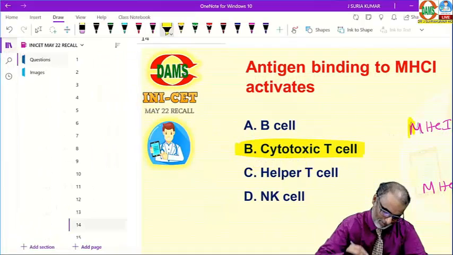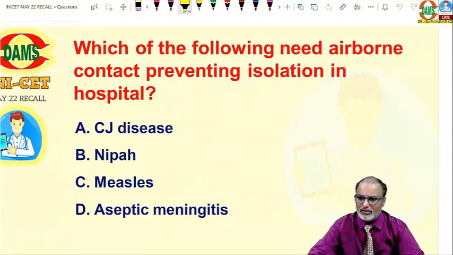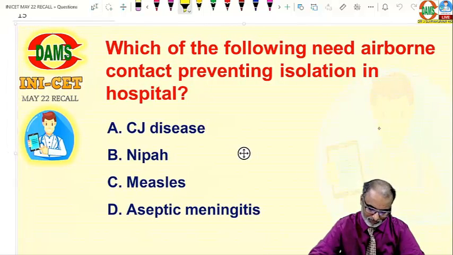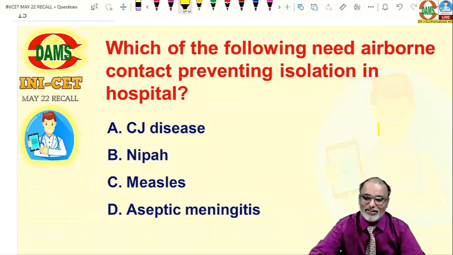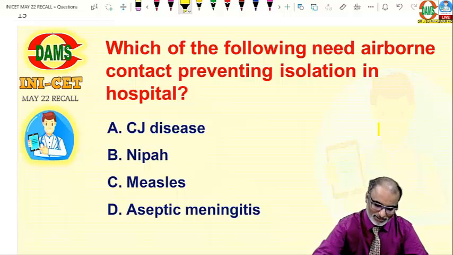Next is, which of the following need airborne contact preventing isolation in hospital? For that, you need to know different type of isolation procedure. Droplet isolation, airborne isolation, contact isolation, like that. If we know the pathogens which comes under droplet, which comes under airborne, it will be easy. It's a little tricky question. Many times we confuse droplet with airborne. That's a problem.